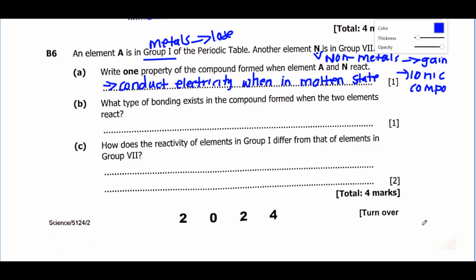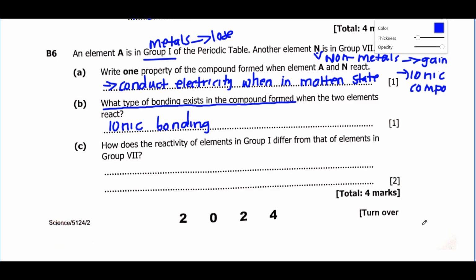Or if you want, we can say they have high melting and boiling point. That's also an answer. What type of bonding exists in the compound formed? So we know it's ionic bonding. So ionic bonding exists between the cation and an anion, so between a positive ion and a negative ion. Therefore, they are very strong due to the opposite charges.